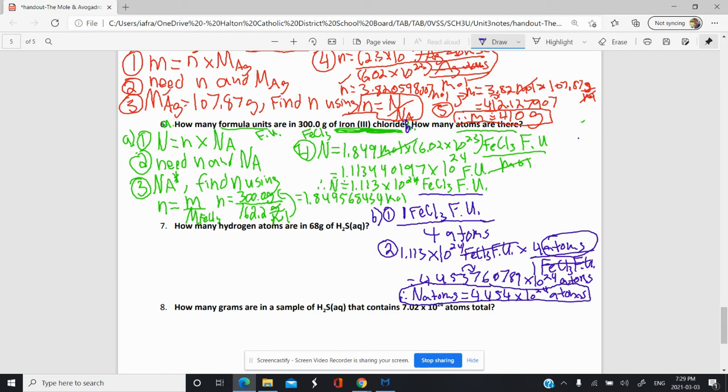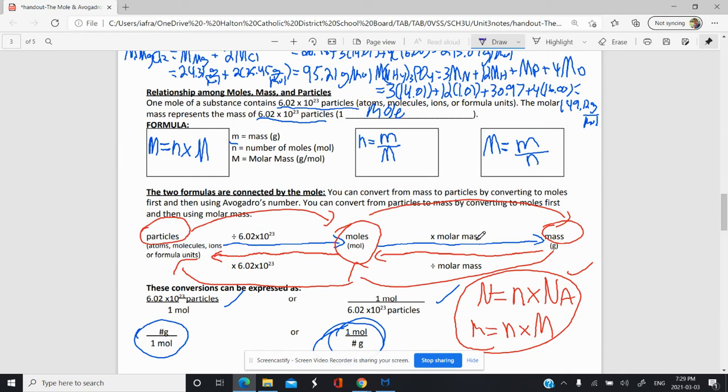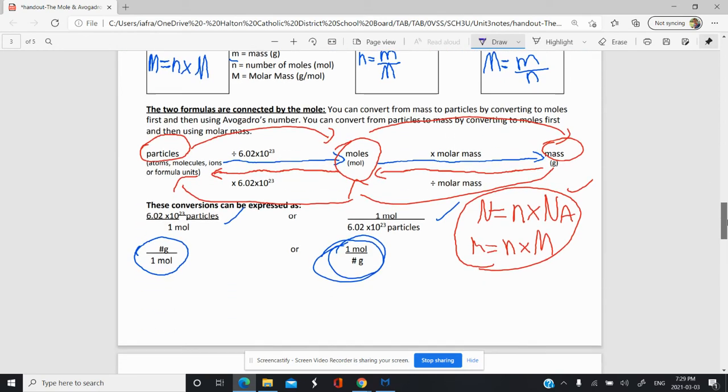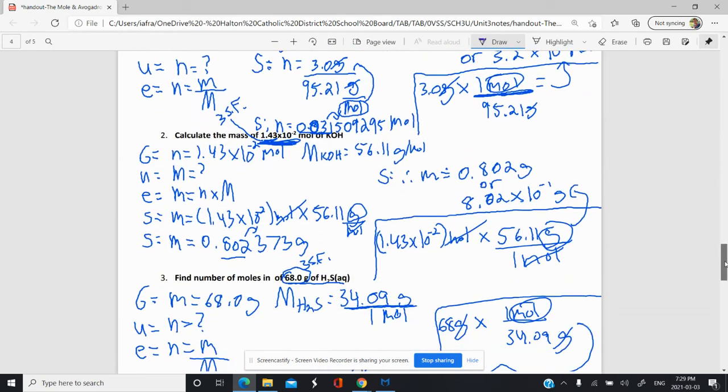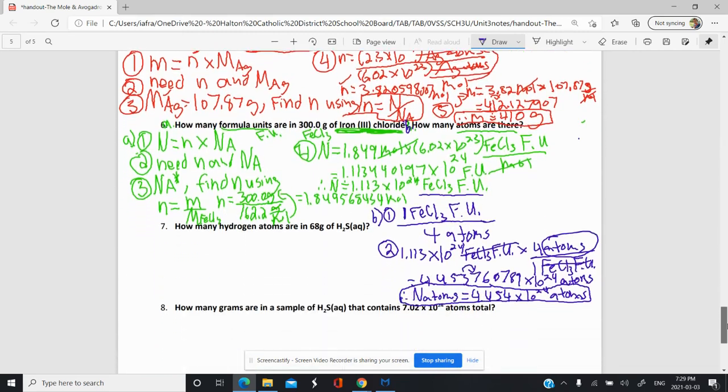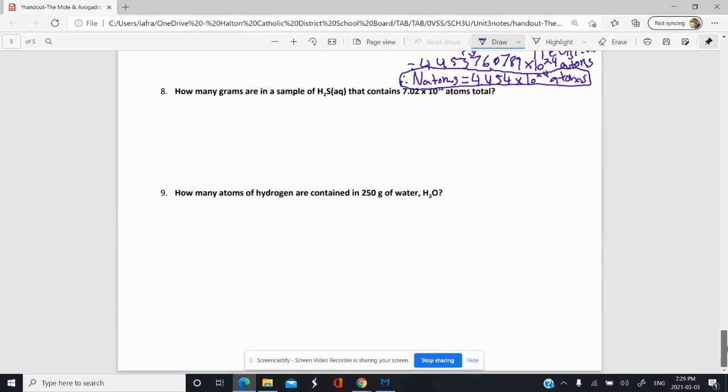So notice that we had to find the number of formula units first from the mass. To find that from the mass, you had to go to the moles first by dividing by molar mass. Then it went from moles to the number of formula units by multiplying by Avogadro's number. And that gave us our number of particles. Then to find the number of atoms total, we just had to multiply by the number of atoms in one of them, and that was to multiply it by 4. And that gave us our final answer there.